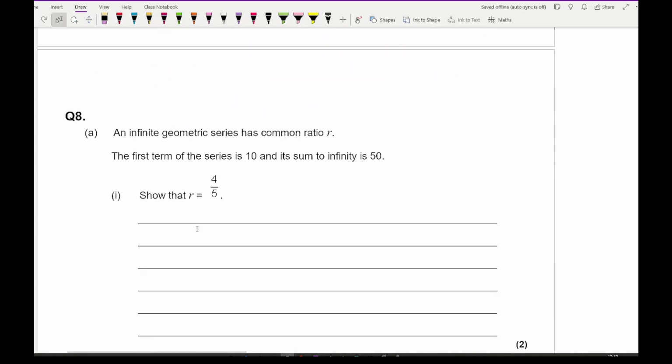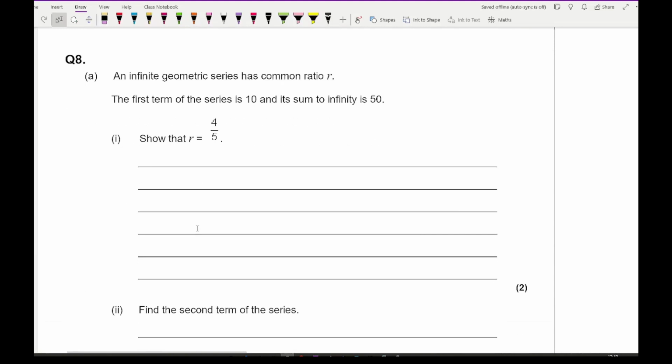So then moving on to question 8, it says an infinite geometric series has a common ratio of r. The first term of the series is 10 and its sum to infinity is 50. Show that r equals 4/5. So for this, using this bit of information here, we know that a is 10, we know r is r, and we know that the formula for the sum to infinity is a over 1 minus r.